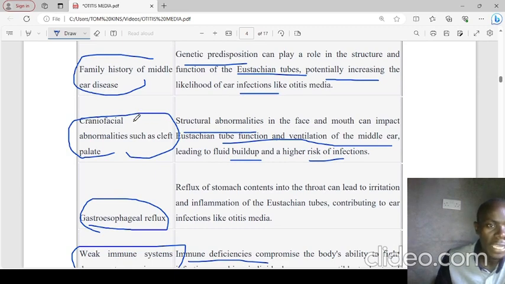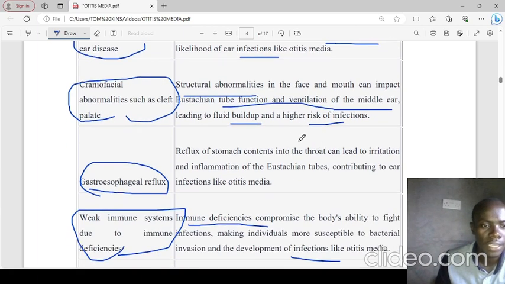We also have a risk factor of craniofacial abnormalities such as cleft palate. So structural abnormalities in the face and mouth can impact the eustachian tube function and the ventilation of the middle ear. This normally leads to fluid buildup and increases the risk of having otitis media.